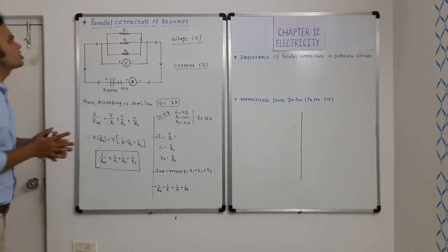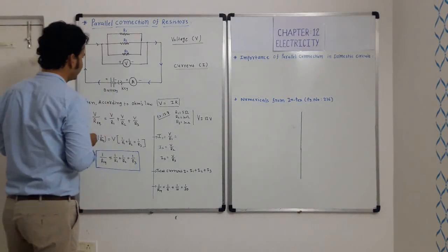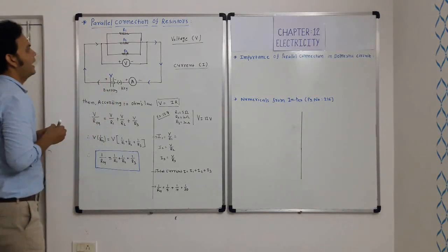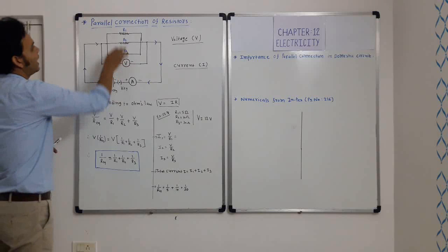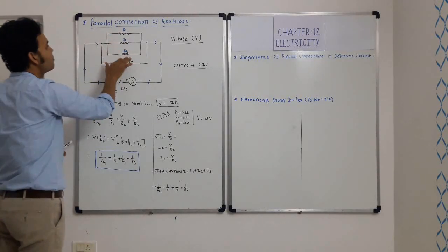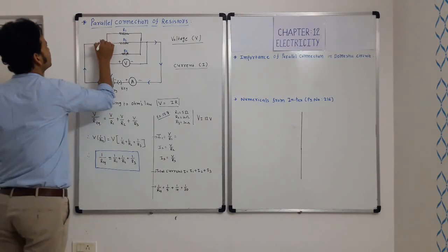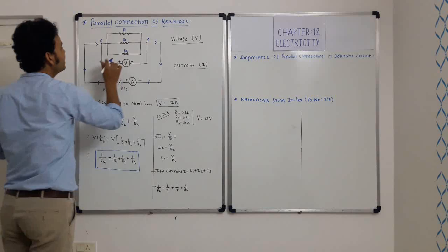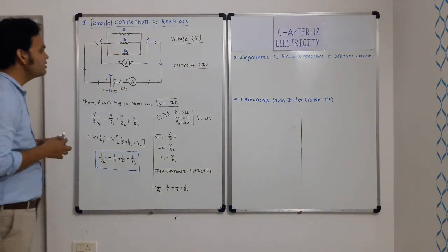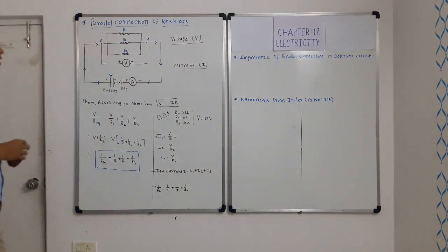So, parallel connection of resistors, and let us start with the circuit here. In the circuit, let's say there is a battery of voltage V, and three resistors R1, R2 and R3. All three resistors are connected in parallel. Across this resistor, let's say this is point X and this is point Y. A voltmeter has been connected to measure the potential difference, and an ammeter is also connected to measure current.